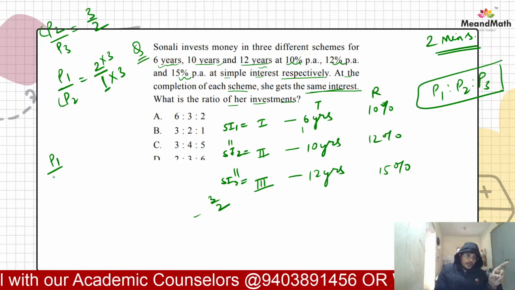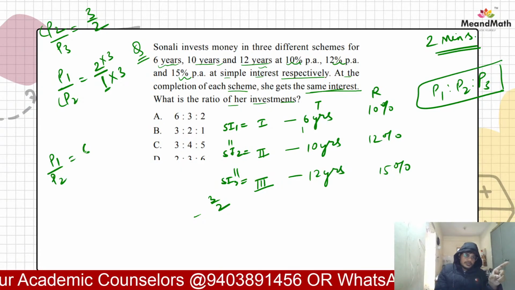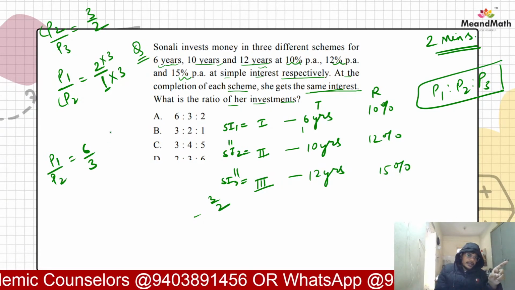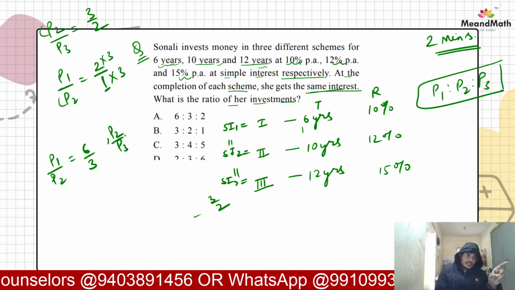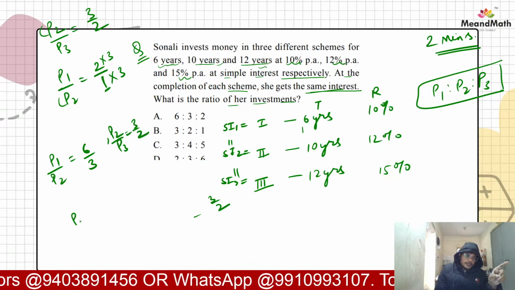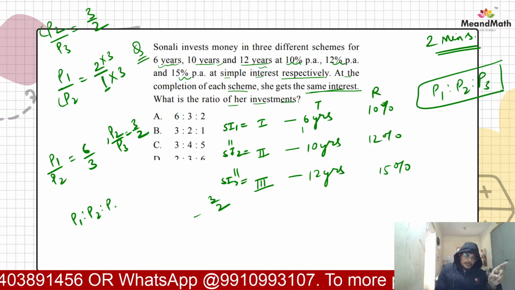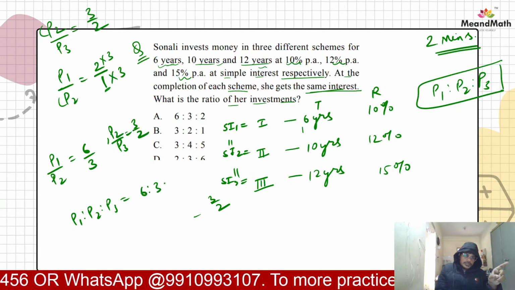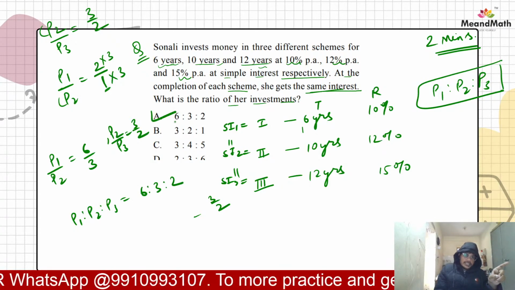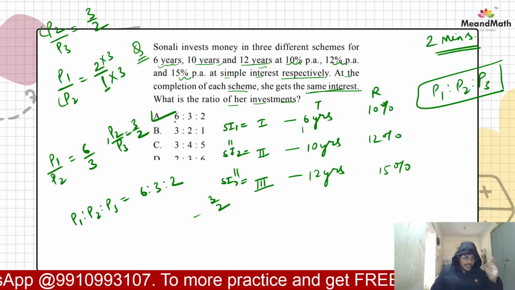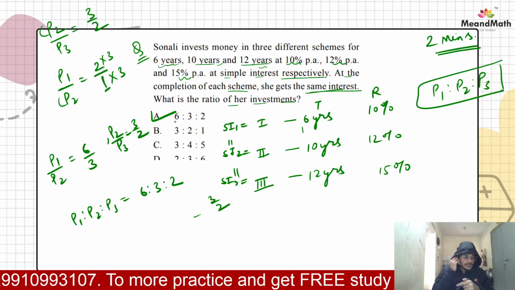So P1 over P2 is now 6 upon 3, right? And P2 upon P3 is 3 upon 2. So P1 ratio P2 ratio P3 is equal to 6 ratio 3 ratio 2. That means A is the correct answer. Is that okay? Okay, Arsh, you have got the answer.